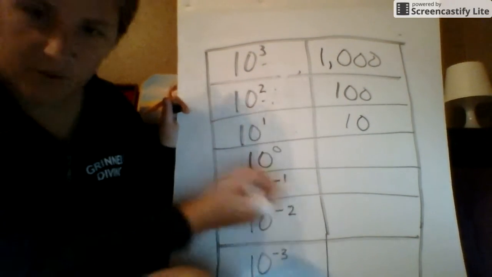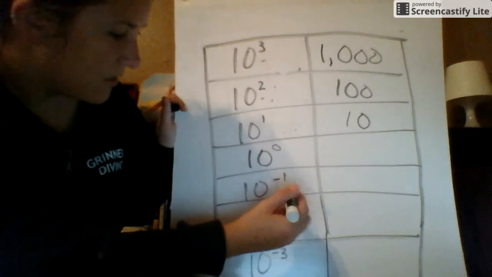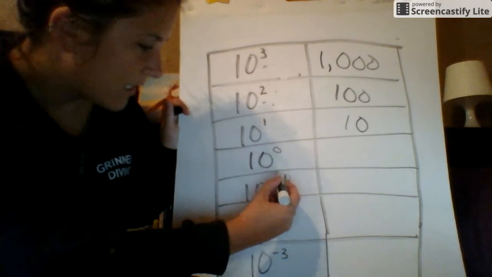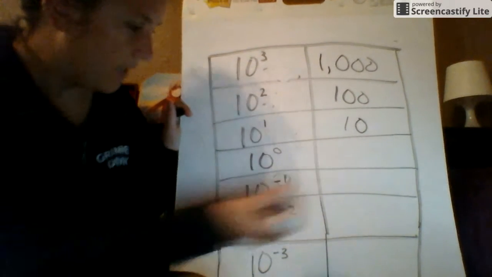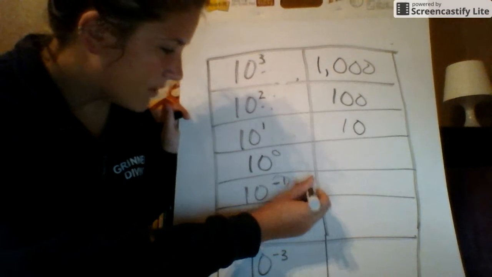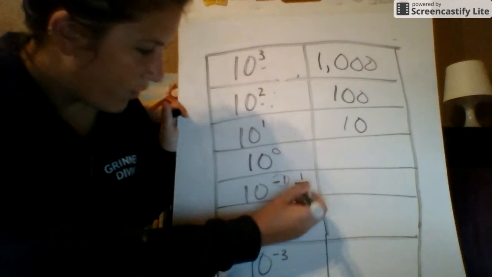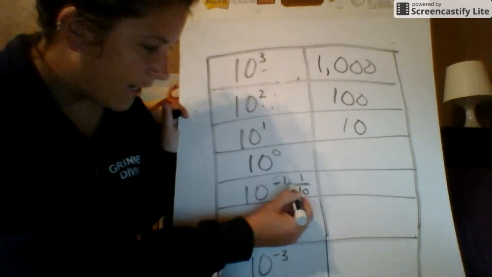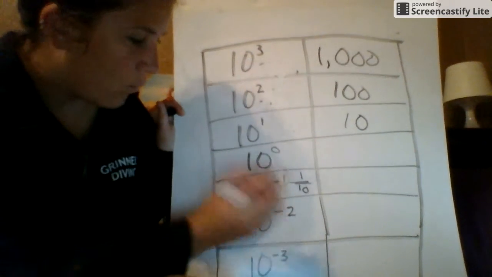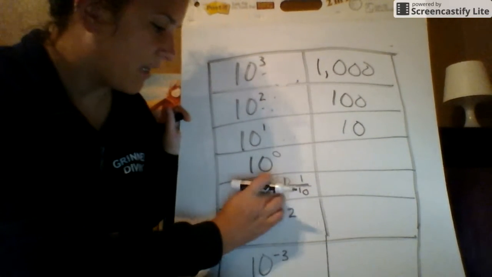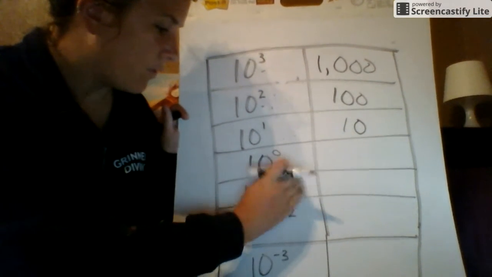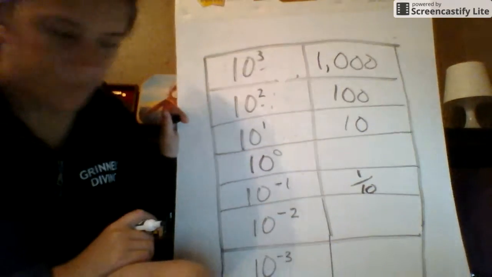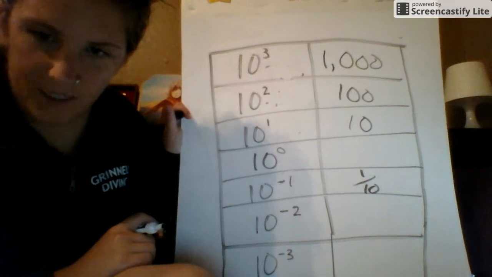I have 10 to the negative first power. This is what we did yesterday or today, depending on which day you're watching this video. This negative exponent tells me to divide. So I'm going to say that this is 1 over 10. This means to divide once, so I'm going to divide by 10 one time. So 10 to the negative first power is 1 over 10.